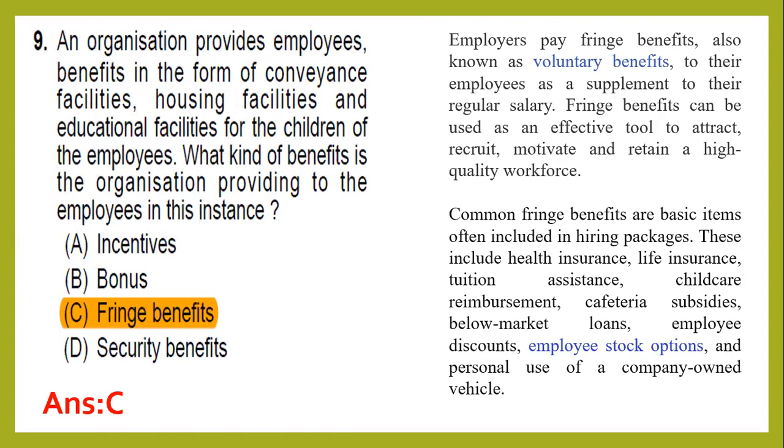So next we go to the ninth question. An organization provides employee benefits in the form of convenience facilities, housing facilities, education facilities for the children of the employees. What kind of benefits is the organization providing to the employees in this instance? So here the correct option is fringe benefits. Why is it fringe benefits?